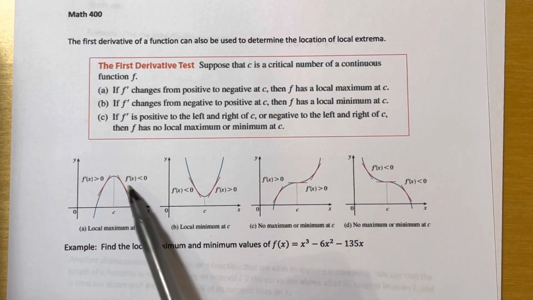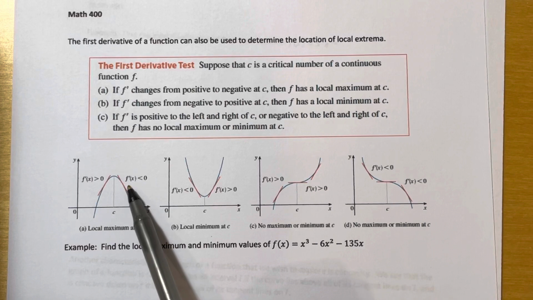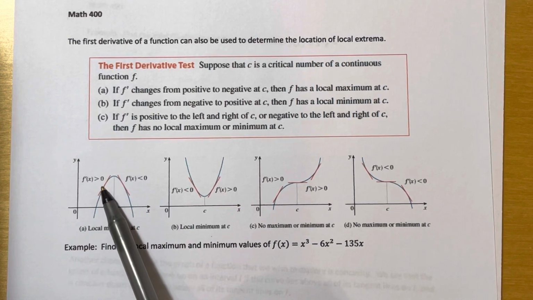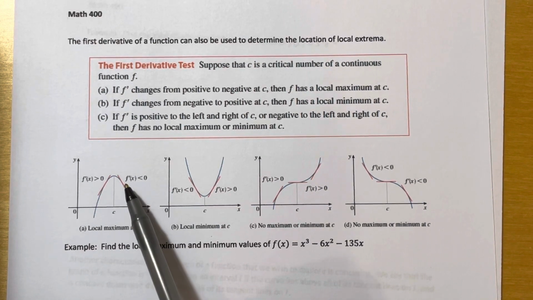As I move to the right of c, my function goes from increasing to decreasing, which is where the f prime would be negative. And according to the first derivative test, when f prime changes from positive to negative, we have a local maximum, which is clear from this graph that that is a local maximum. It's the highest point that I can see on this portion of this graph.